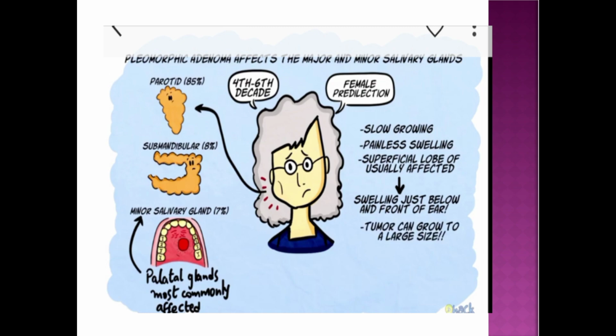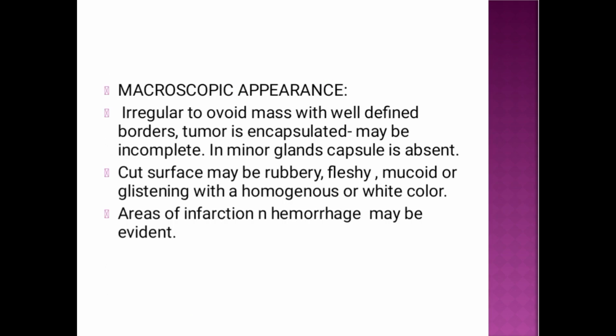Then basically, again they have discussed the clinical features in females. Okay, so the palate is most commonly affected among the minor salivary glands. Okay, 4th to 6th decade, slowly growing, superficial lobe, they are saying. Then the swelling is below the ear or in front of the ear. The tumor can grow to a large size.